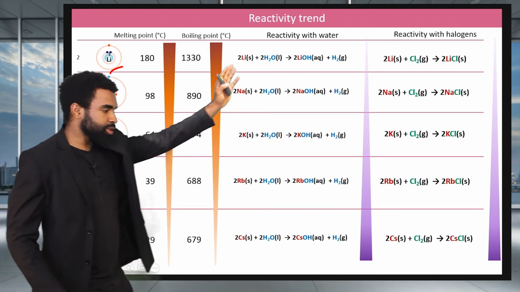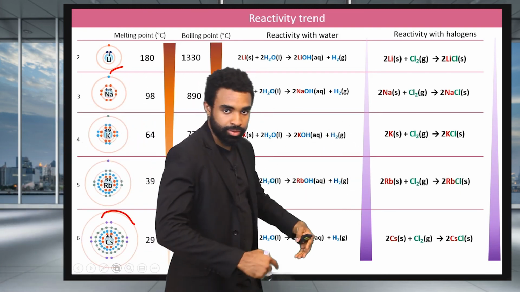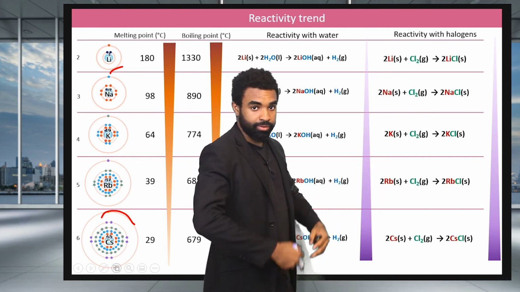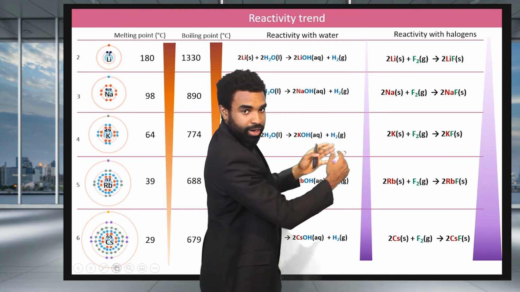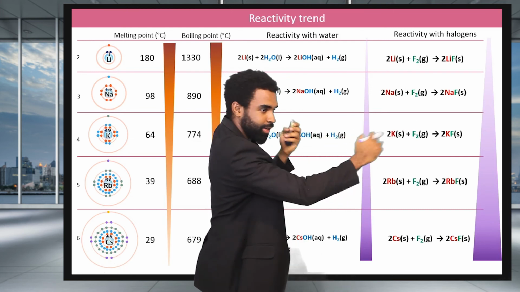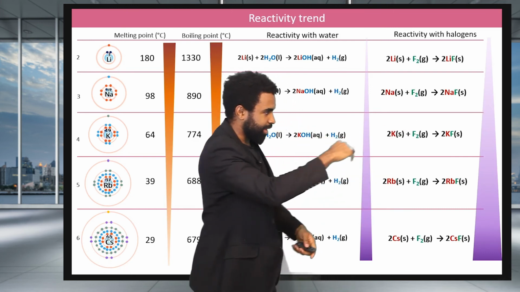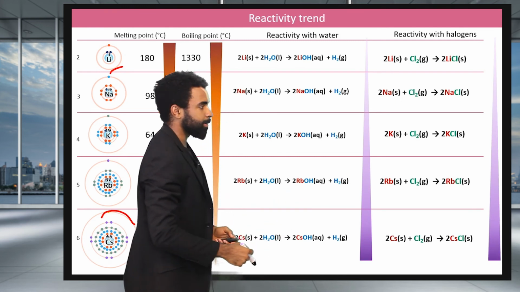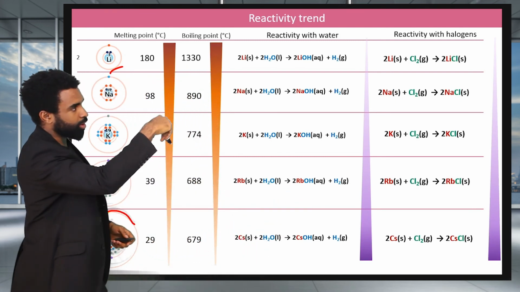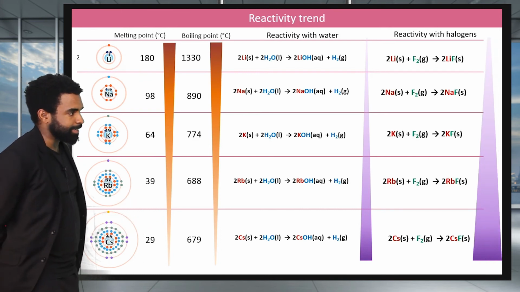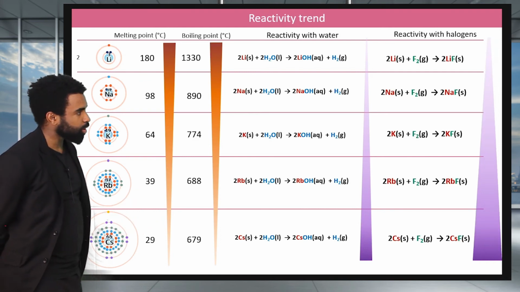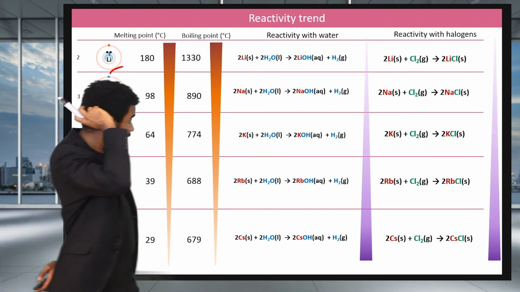Now, if we chose to react these with, say, fluorine instead of chlorine, which is even more reactive than chlorine with the alkali metals, then the trend would stay the same, but overall, each of them would be more reactive than with just chlorine. In a future video, we'll talk about the group 17 elements and look at that in a bit more detail. For now, let's watch a quick video of this reaction.